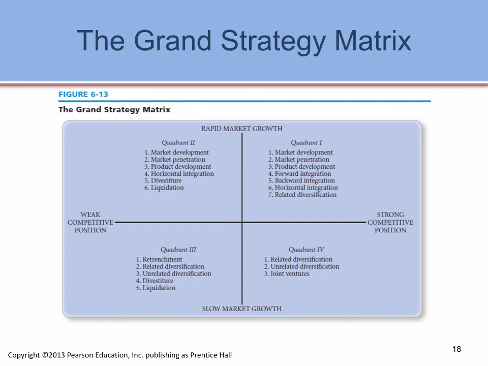The grand strategy matrix is pictured in figure 6.13. As I said, it is based on two evaluative dimensions: competitive position and market growth. Quadrant 1, quadrant 2, quadrant 3, and quadrant 4. So let's go over these quadrants one by one.